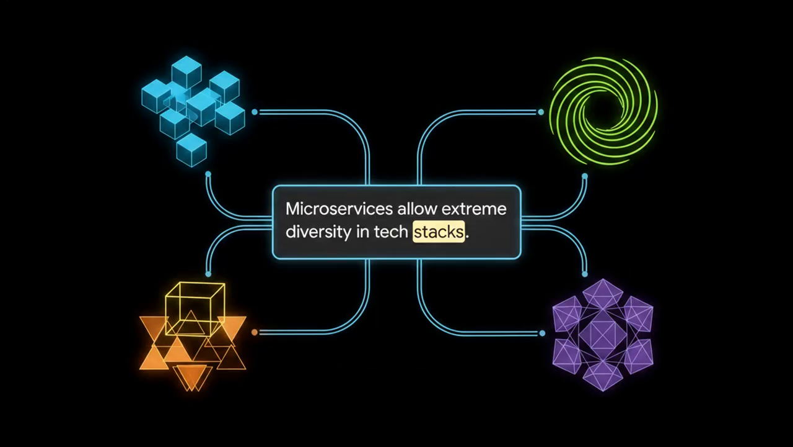One massive upside, though, is that microservices unlock incredible technological freedom. Because these independent nodes just communicate via standard APIs, you aren't locked into a single tech stack for the whole company. Your auth service might run Python with a MySQL database, while your real-time chat feature uses Node.js and MongoDB. It allows development teams to pick the exact right tool for every specific job.